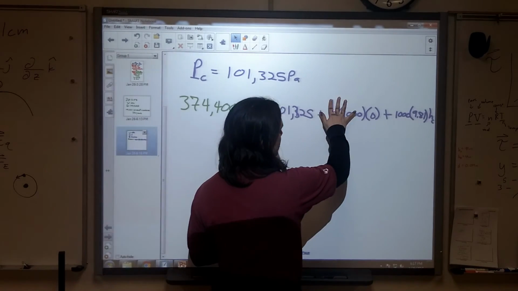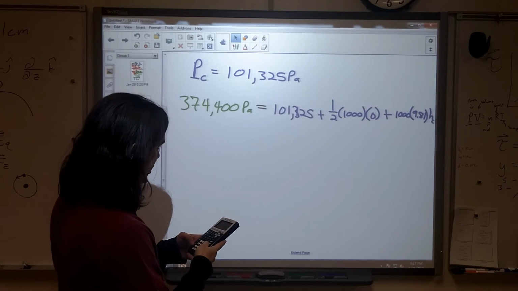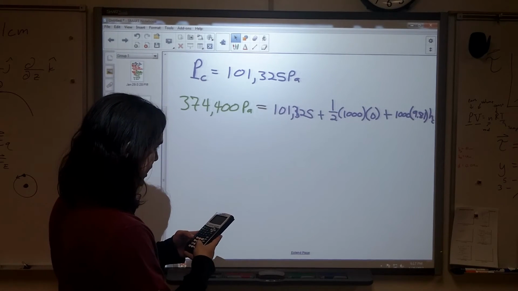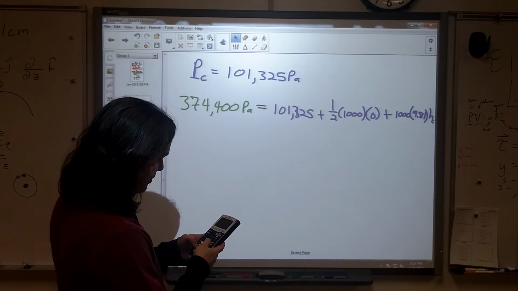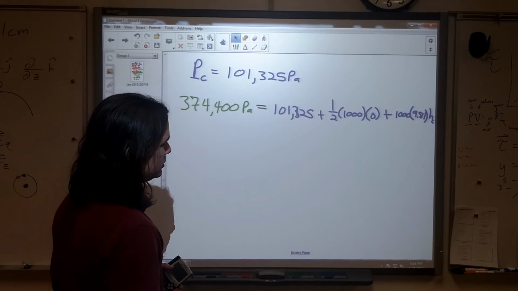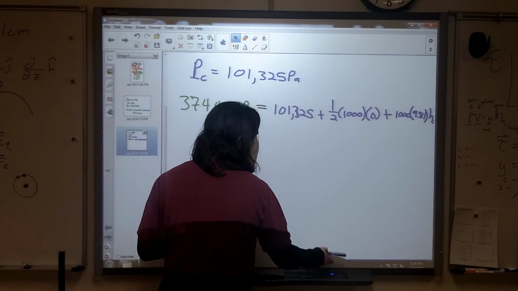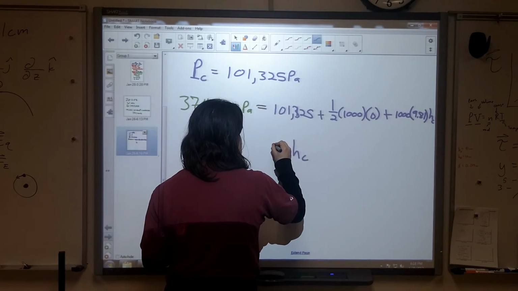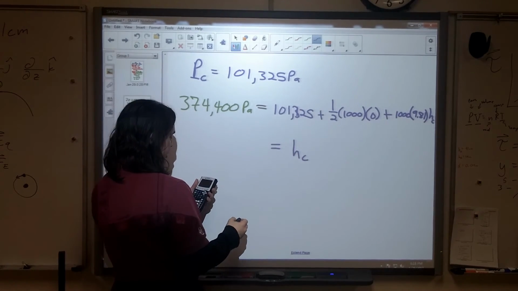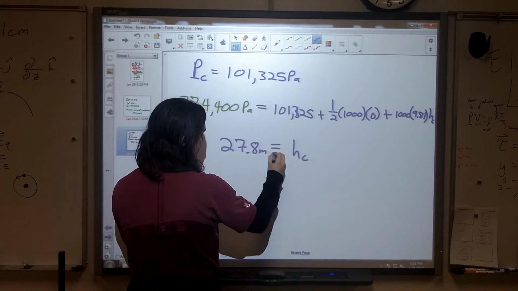So I'm going to do 374,400 minus 101,325. I'm going to divide that by 1,000 and divide that by 9.81. Or I could have honestly just divided it by 9,810, which is great. I find, solving this, that the height that I need the water at is 27.8 meters.